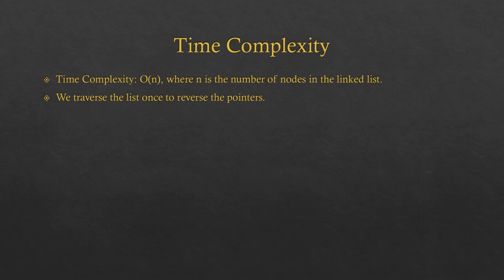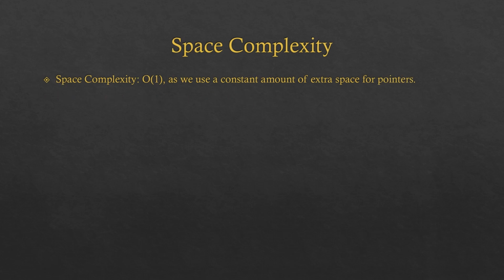Now let's discuss the time complexity. Since we only traverse the list once, the time complexity is big O of n, where n is the number of nodes in the list. For space complexity, we only use a constant amount of space for the three pointers, so the space complexity is big O of 1. This is an efficient solution.